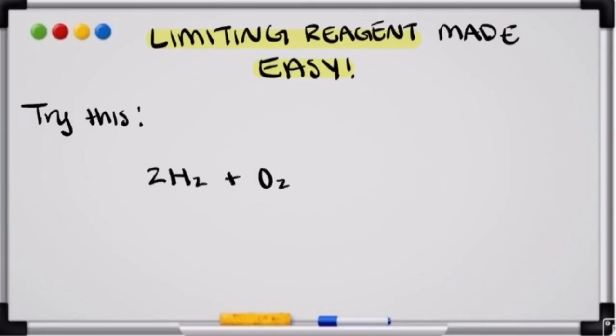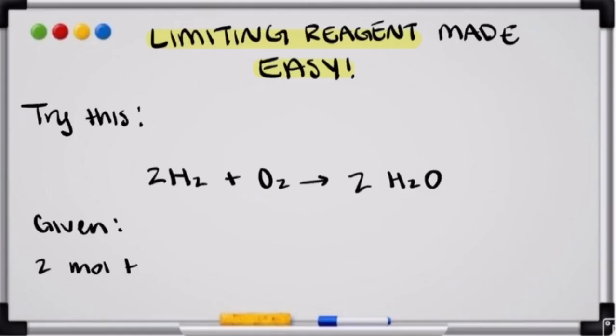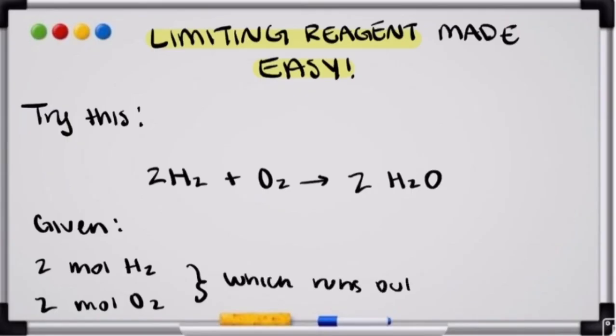Pause the video and try this one out. You have a similar balanced equation, but you're given different quantities of reagents. You can ask yourself which one runs out first. And pause the video now. If you said hydrogen is the limiting reagent, then you're right. The work to solve this is on the next slide.